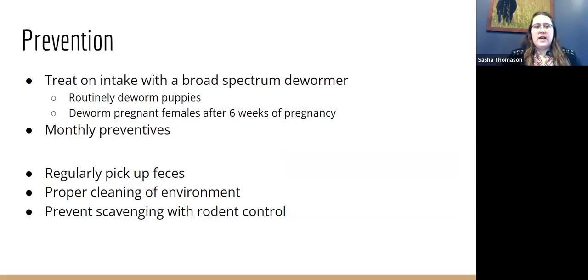So on the prevention side, roundworms are easily treated with a broad spectrum dewormer. So treating on intake, whether that's you bringing the animal in, whether you have a litter of puppies that are born, things like that, making sure to treat them with a broad spectrum dewormer. One of those examples is pyrantel.